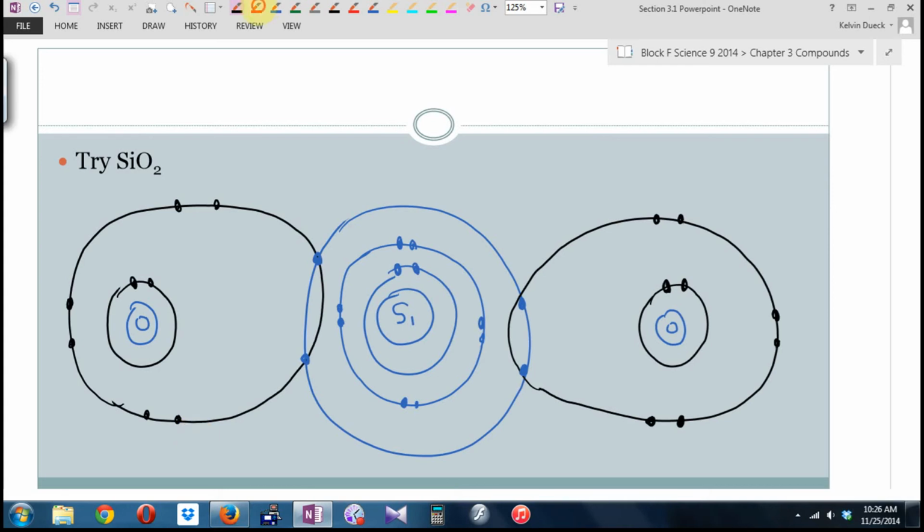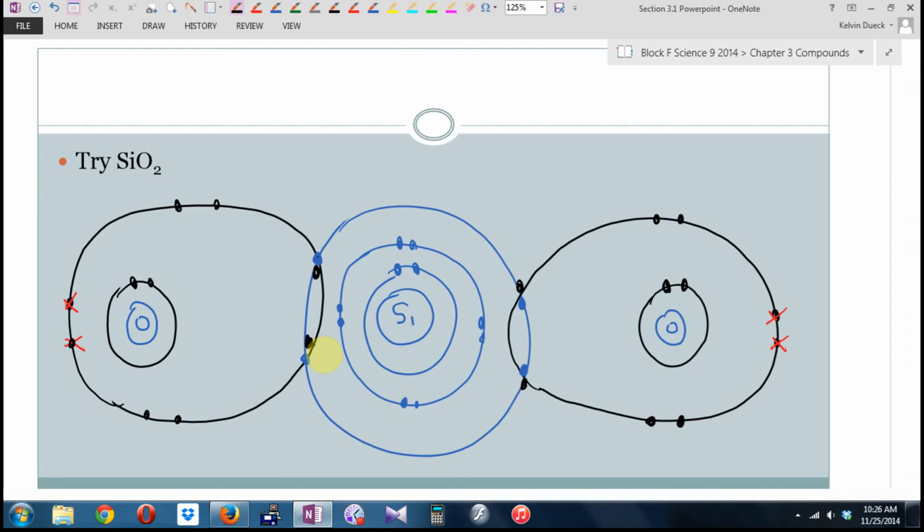Here's what I want you to do. Cross out that one, cross out that one. It's actually also going to end up over here and over here. Cross out this one, cross out this one. It's actually also going to end up over here and over here. Now let's check. Does this work?